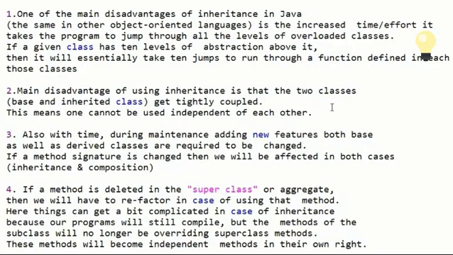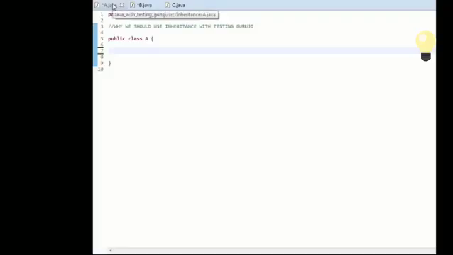If a method is deleted in the superclass or aggregate, then we will have to refactor in case of using that method. Here things can get a bit complicated in case of inheritance because our program will still compile, but the methods of the subclass will no longer be overriding superclass methods. These methods will become independent methods in their own right.